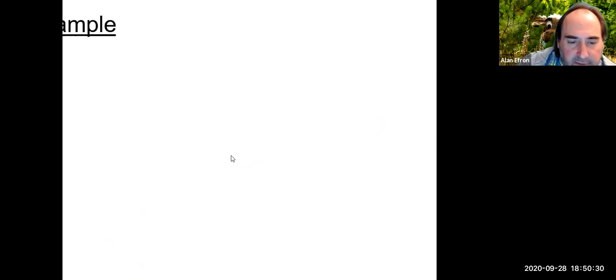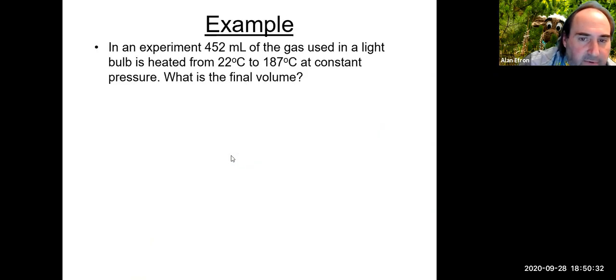All right, so give this one a go here. In an experiment, 452 milliliters of a gas is used in a light bulb that's heated from 22 degrees Celsius to 187. What is the final volume in milliliters?